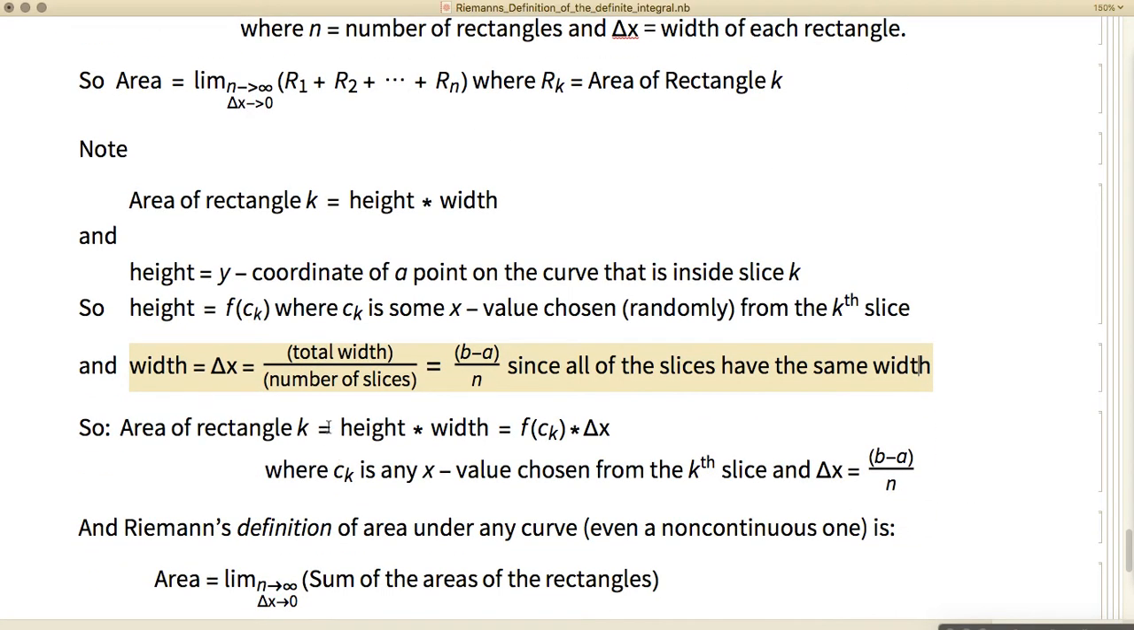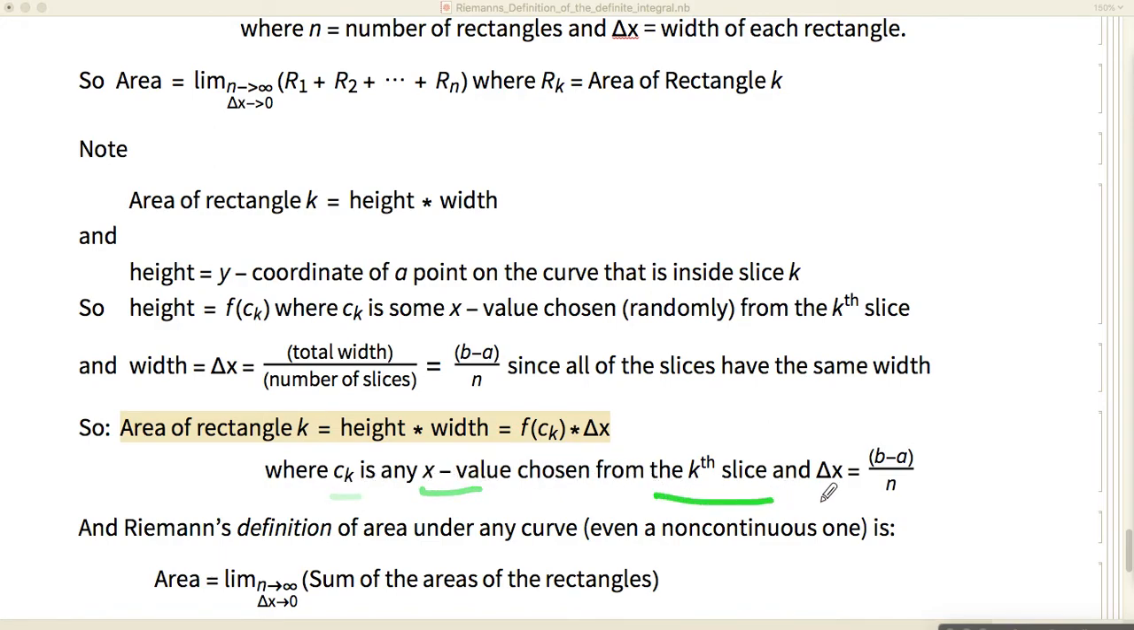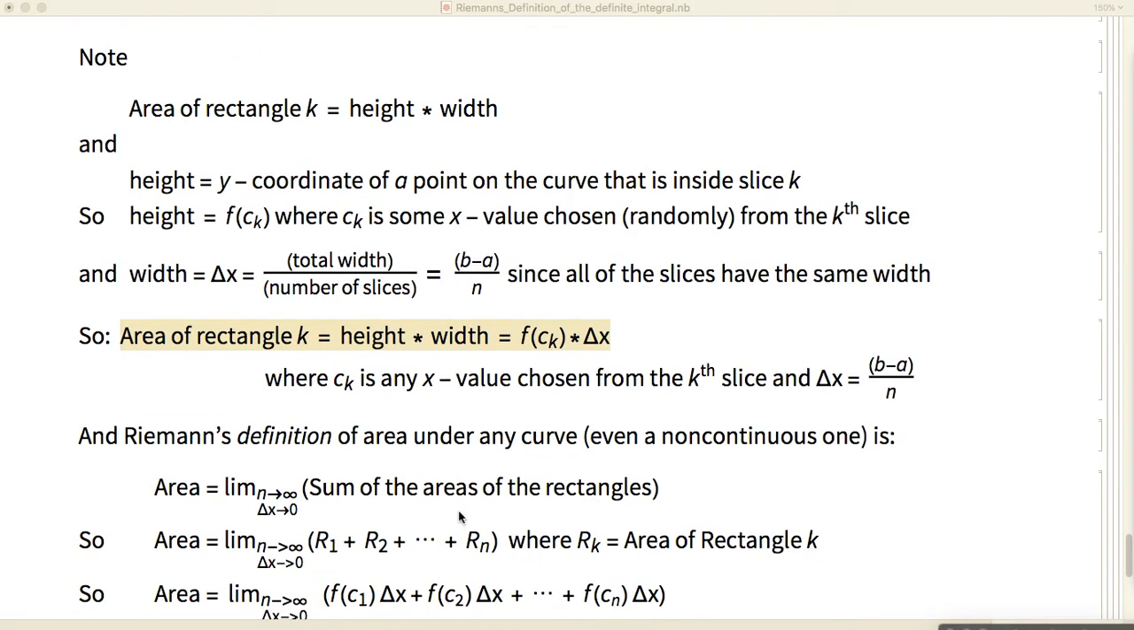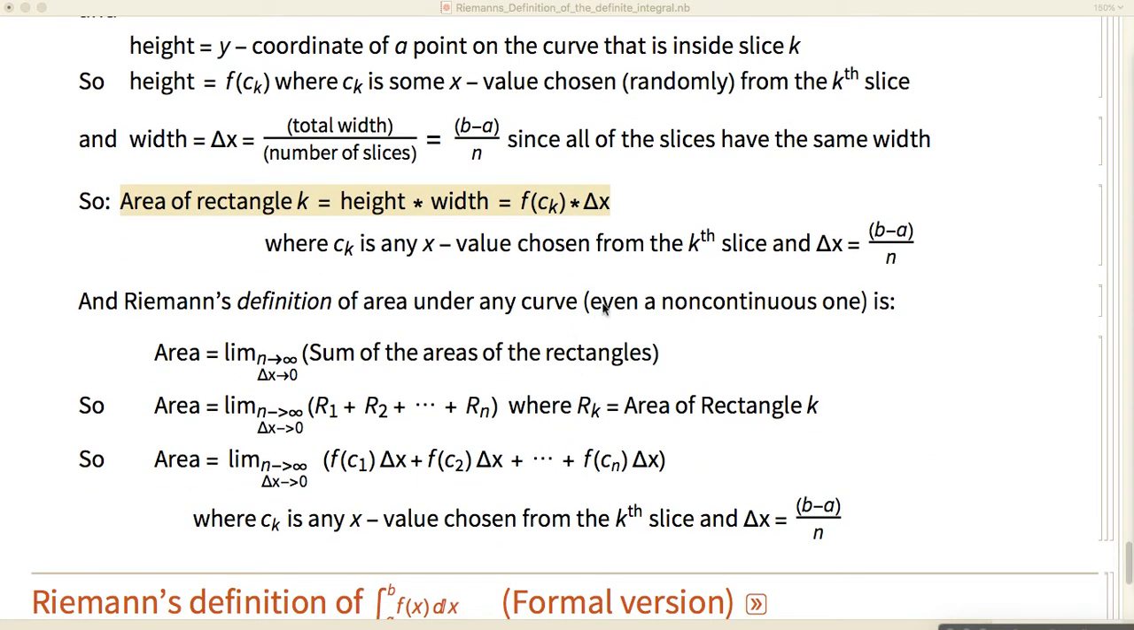So, the area of rectangle K is going to be the height times the width, which is going to be f of ck times delta x, where ck is any x value from the kth slice, and delta x is just given by b minus a over n. And that means Riemann's actual definition for the area under a curve, even non-continuous ones, can be written this way.